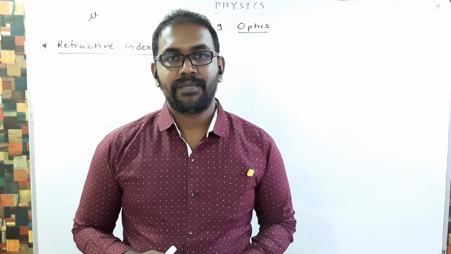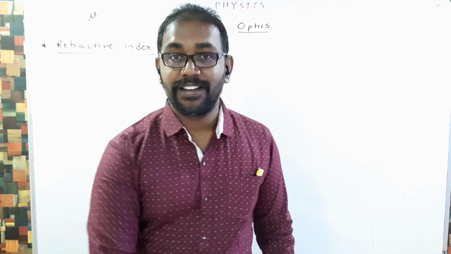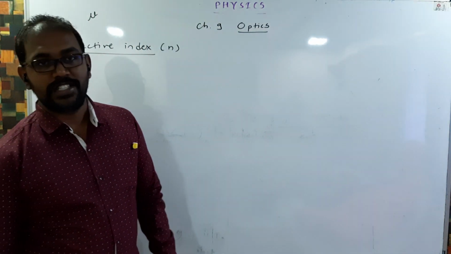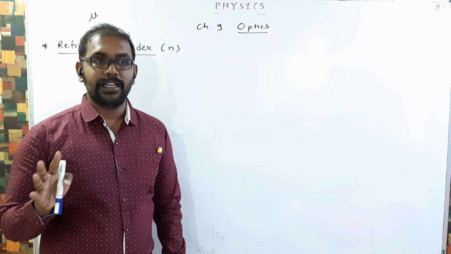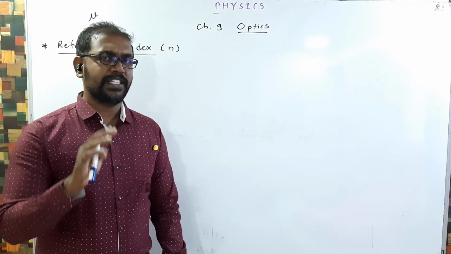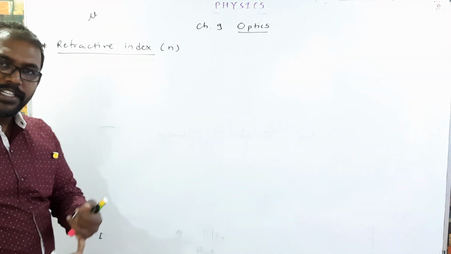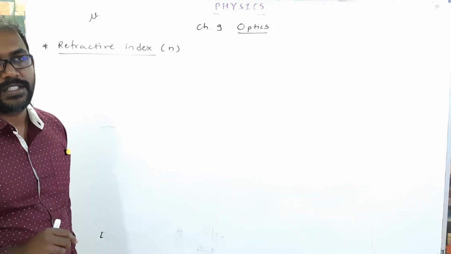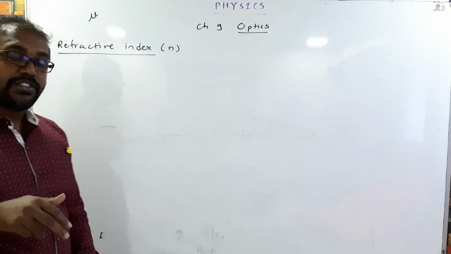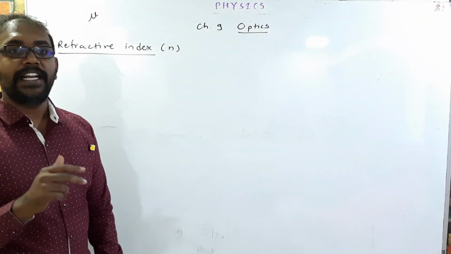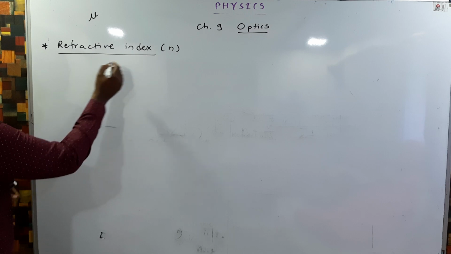wavelength changes. What happens to frequency? Note one thing, frequency is constant. Frequency is constant in all the mediums. Means frequency is not changing when light enters from one medium to another medium. Wavelength changes, velocity changes. Now based on that change in the velocity of light in a medium, we define this refractive index.